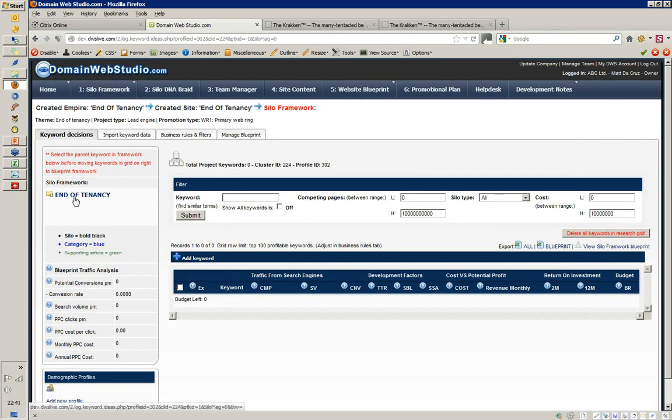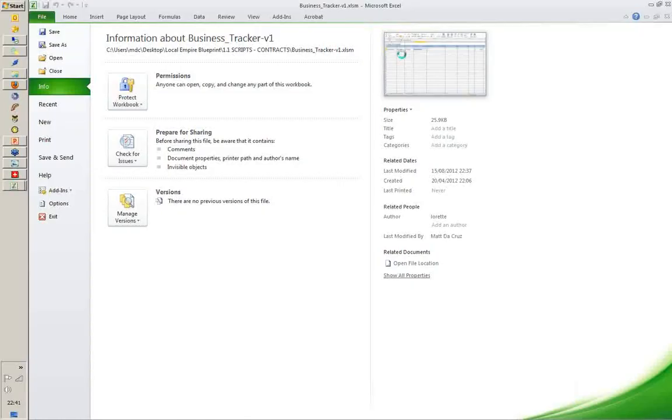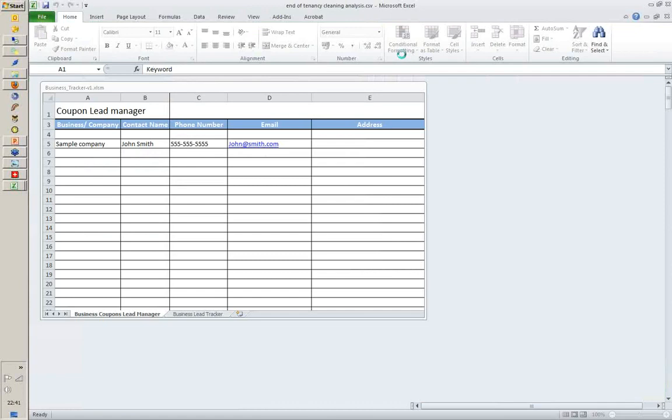So end of tenancy, I've got a keyword list on my desktop. I'm going to open it up quickly. I'm just going to save that quickly as a CSV file.